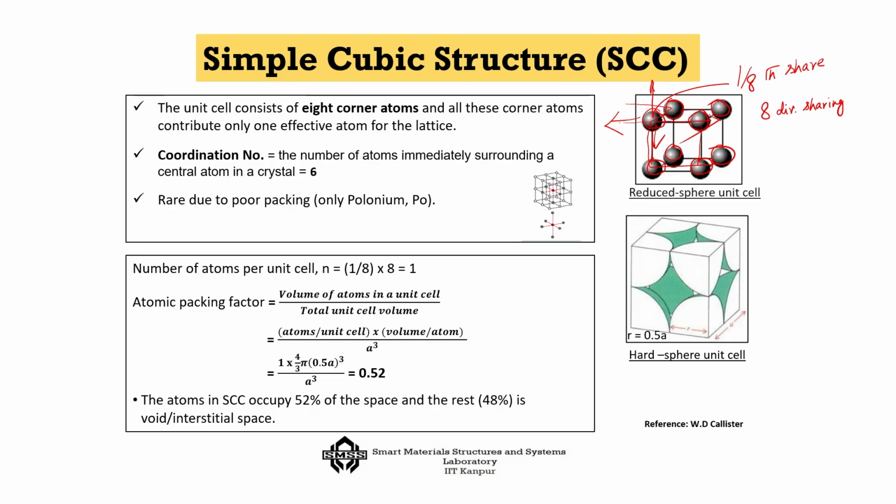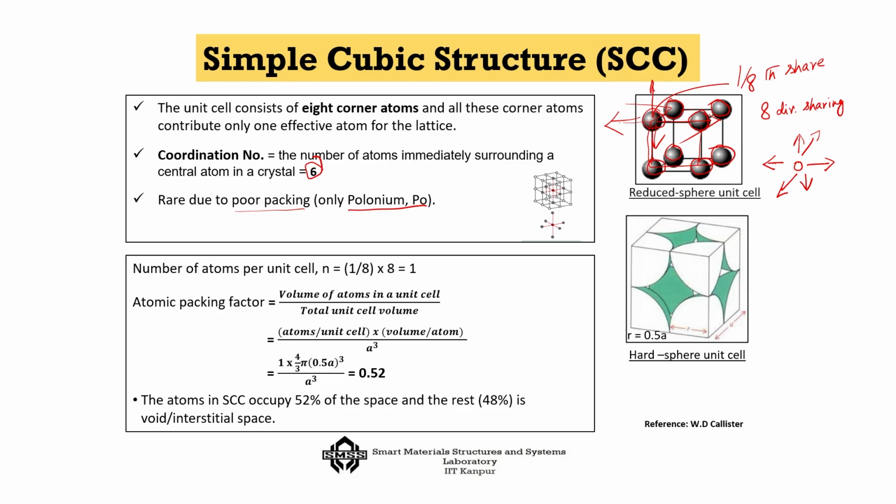Another important point is the coordination number. Coordination number is the number of atoms surrounding a central atom in a crystal. In this case, there will be one on the right and left in the x direction, the same in the y direction and the same in the z direction. So, 3 directions, which means you are going to have 6 as your coordination number. And as I told you, this has very poor packing and it is rare, available for example in materials like polonium.